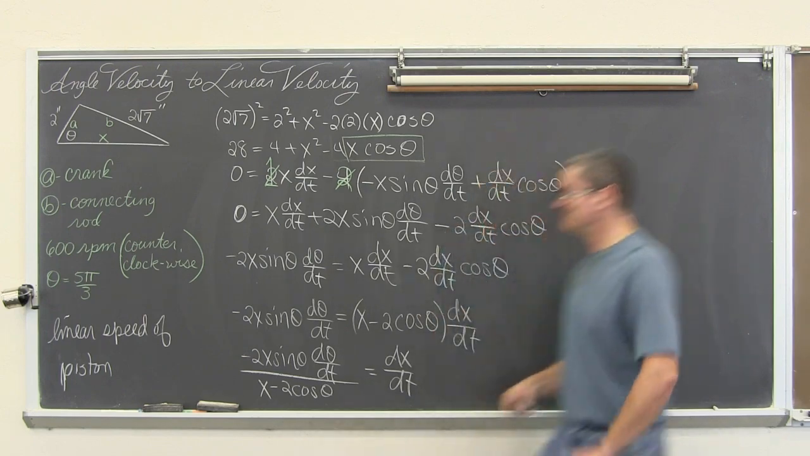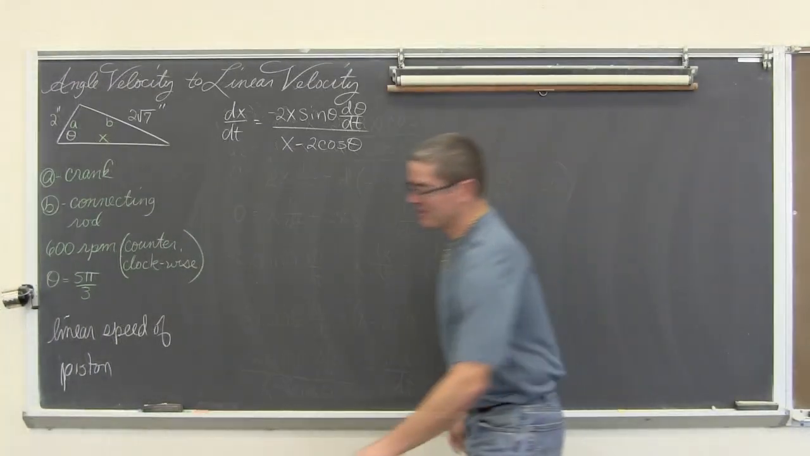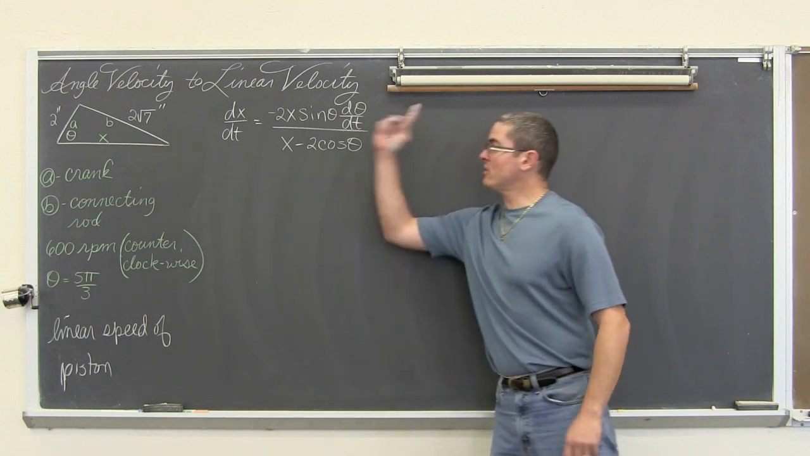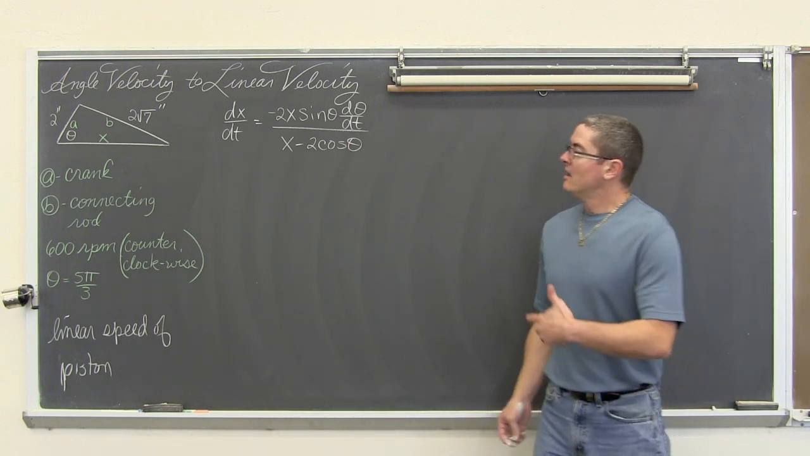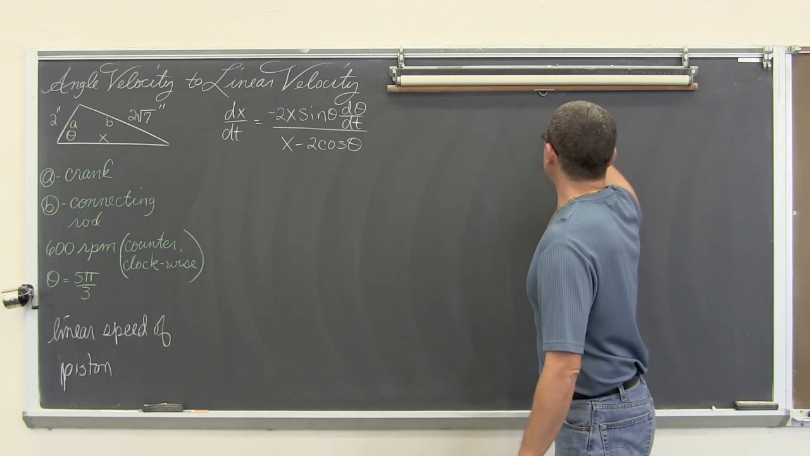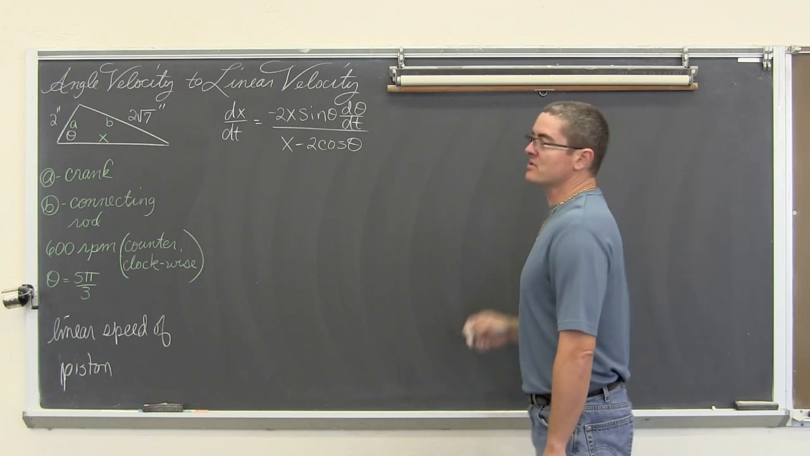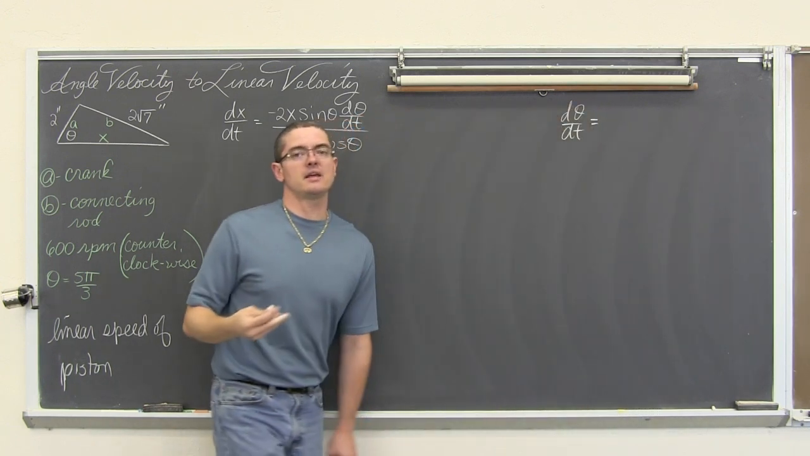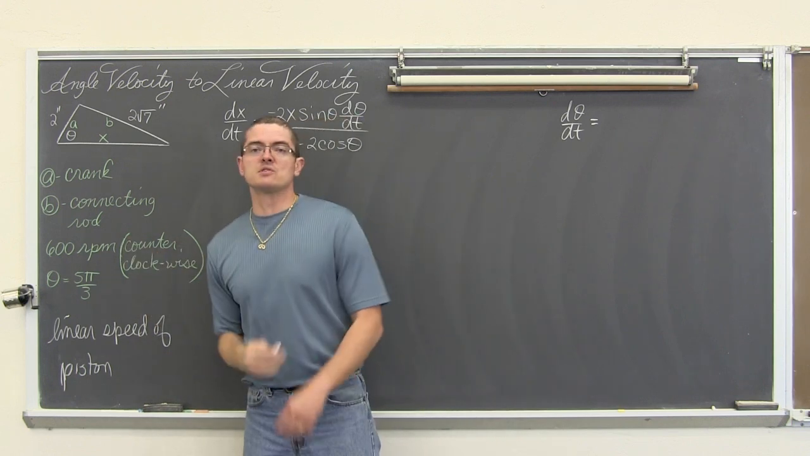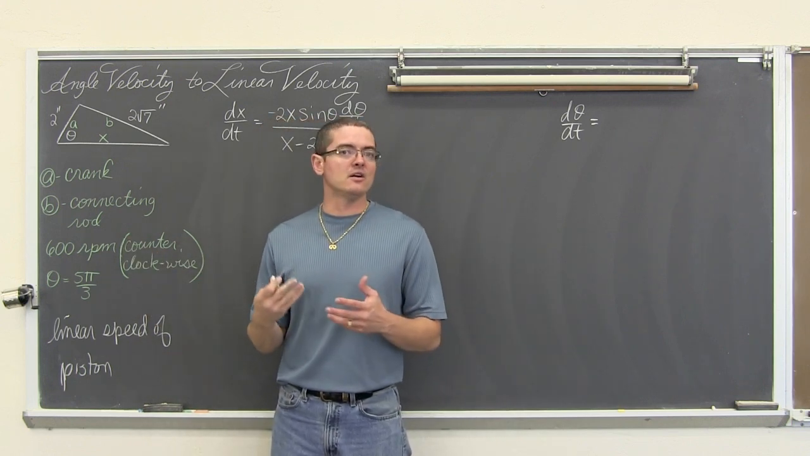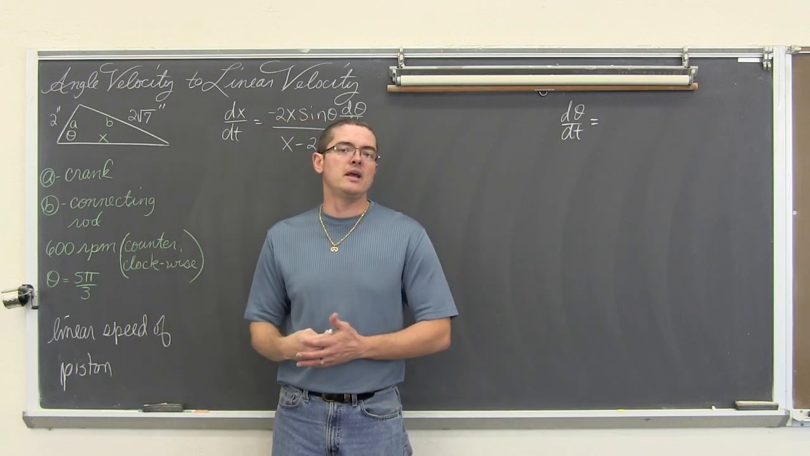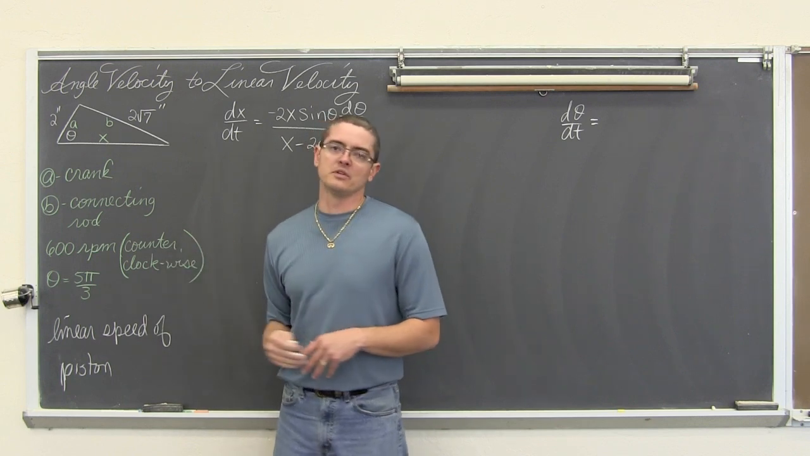I'll be right back. Got our board cleaned up. dx/dt equals blah blah blah. Okay, what is d theta over dt? Well, a lot of students in pre-calculus and trigonometry like to think that when you're given revolutions per minute, you're given angle velocity. But angle velocity is number of degrees or number of radians over time, not revolutions.